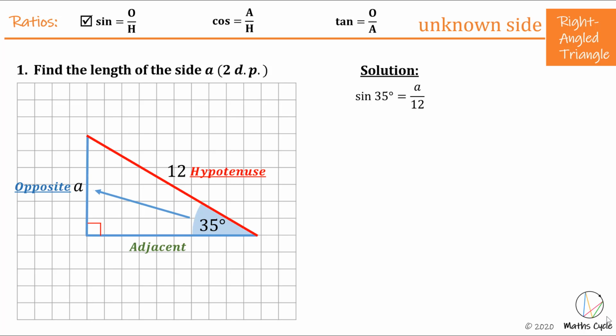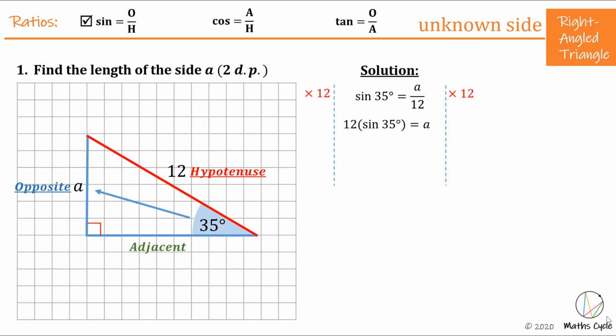Firstly, we'll solve it using our balancing method. We can see here A is divided by 12. To cancel the 12, we use the reverse operation, multiplying by 12. We're going to multiply both sides by 12 to maintain balance. So what I have after that is 12 times the sine of 35 equals A.